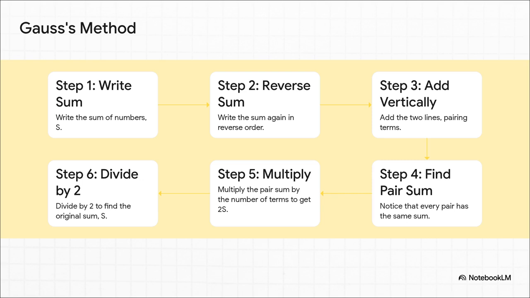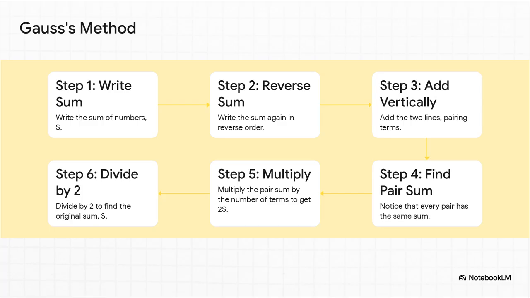2 plus 99? That's also 101. And this pattern keeps going all the way to the middle. Every single pair adds up to the exact same number. Since there are 100 numbers, that's 50 pairs. So all he had to do was multiply 101 by 50 to get the answer, 5,050.